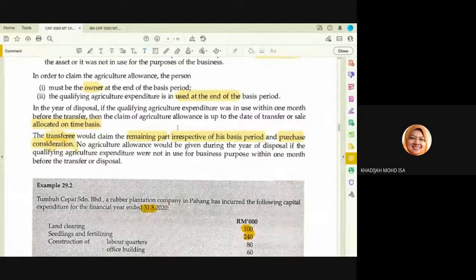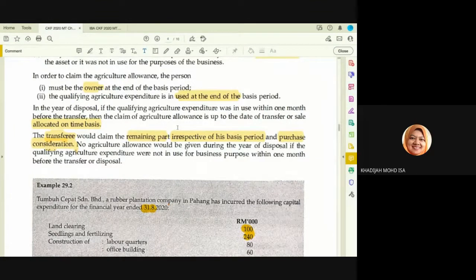But for the purpose of agriculture allowance, if you still use the asset within 1 month from the date of disposal, you can still claim. But you have to do time apportionment, right? So for example, if you use it for 6 months only, then you have to apportion 6/12 of the allowance.